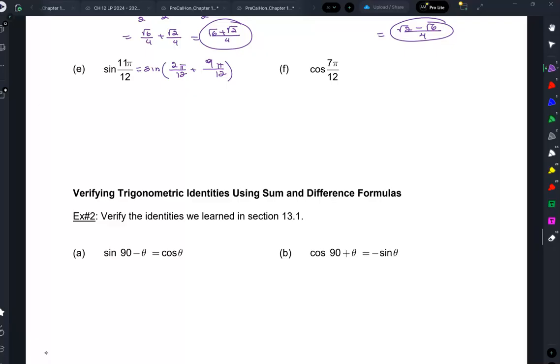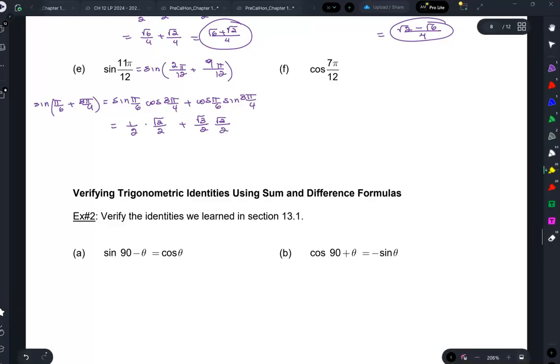Okay, so let's do this one. Sine of pi over 6 plus 3 pi over 4. Okay, so sine, cosine, plus cosine, sine. Sine of pi over 6 is a half. Cosine 3 pi over 4, root 2 over 2, root 3 over 2, root 2 over 2.